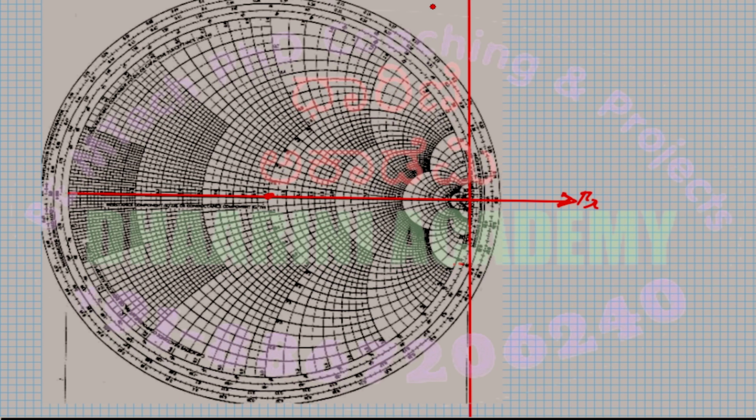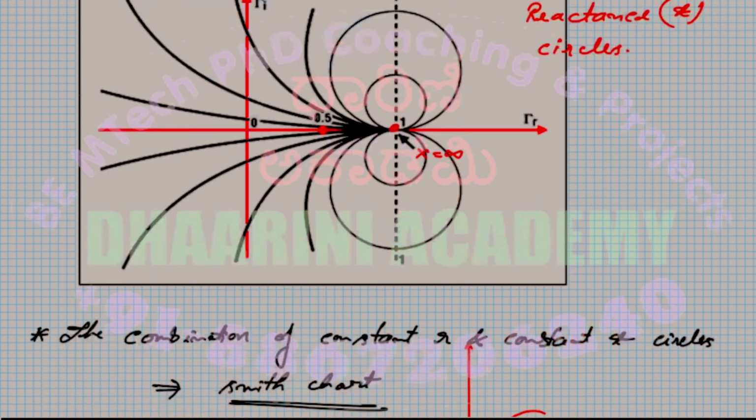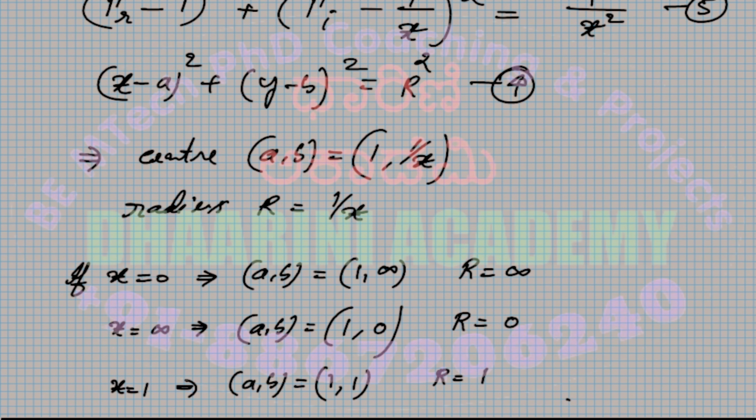One center which is at infinity will correspond to x equal to 0. X equal to 0 will have a point that is at infinity. I'll just put an arrow mark, 1 comma infinity. Sorry, I'll show that again.